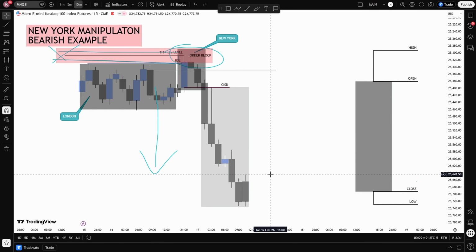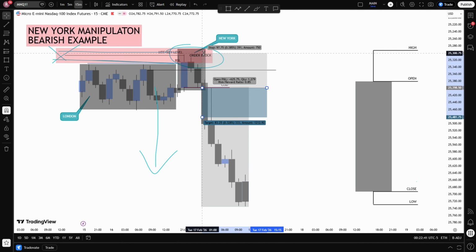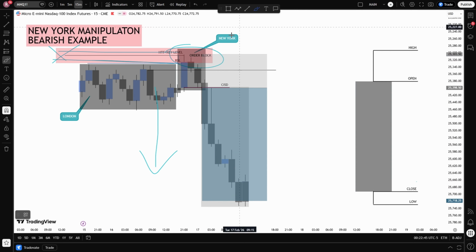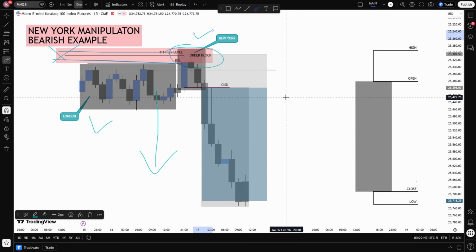After that manipulation phase, we drop down to the lower time frame and look for a clear change in the state of delivery. Once we see that shift, where bullish delivery transitions into bearish delivery, that's our confirmation that the manipulation phase is complete. From there, distribution begins to the downside. So structurally, it follows the same power of three concept. London accumulates, New York manipulates the range, and then price distributes lower.